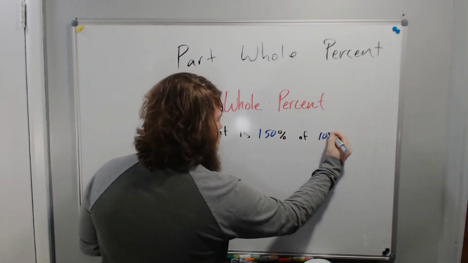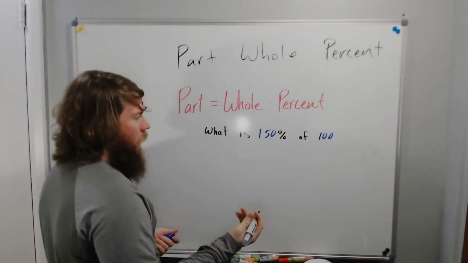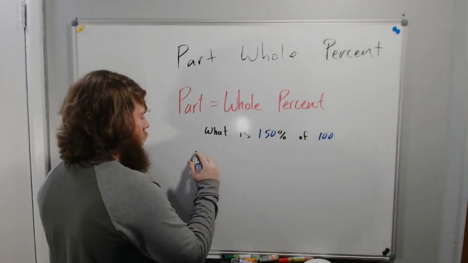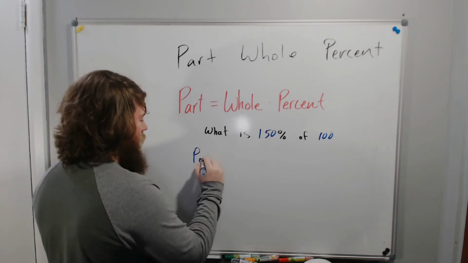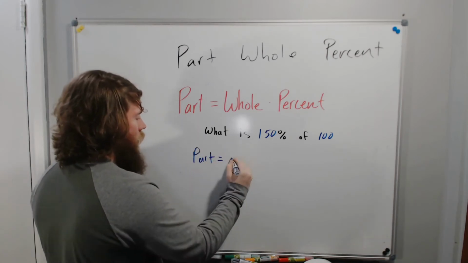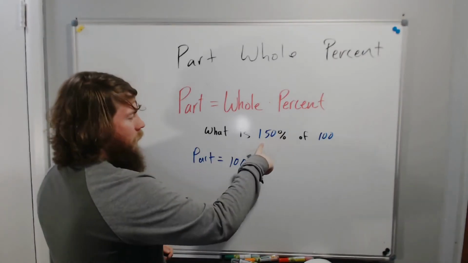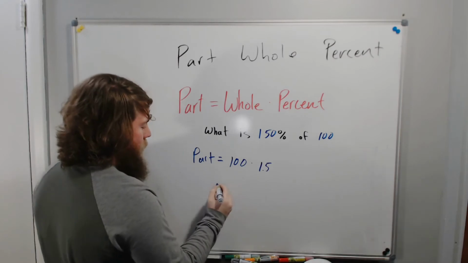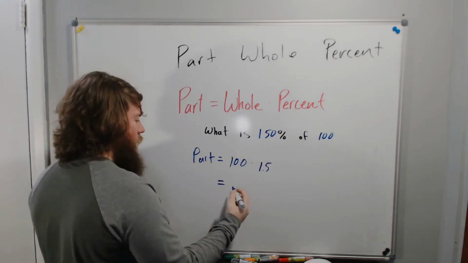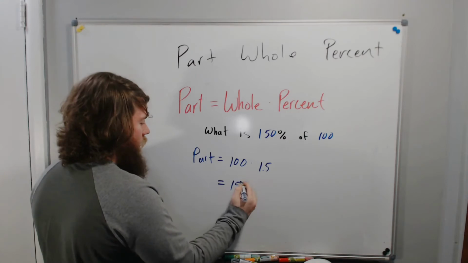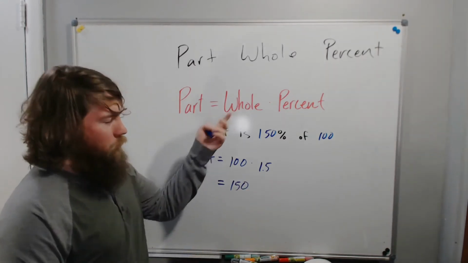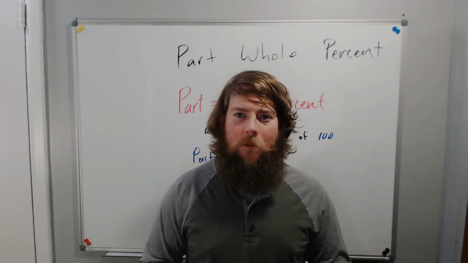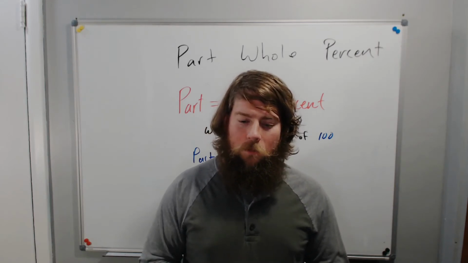150% of 100? Okay, well now we can still use the same formula. The part is equal to the whole times the percent, turn it into a decimal. Well, that's going to give us 1.5. All right, and shockingly, 1.5 times 100 is 150. So we ended up with a part that was greater than the whole. Okay, and we're going to jump into the opening exercise now, and that will shed some more light on this topic.